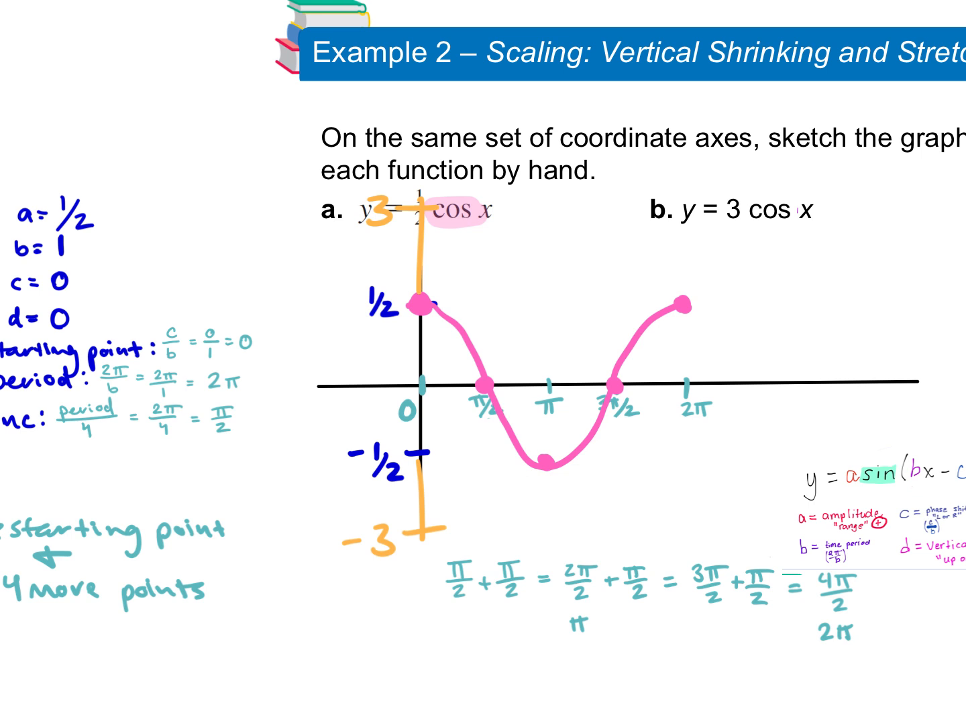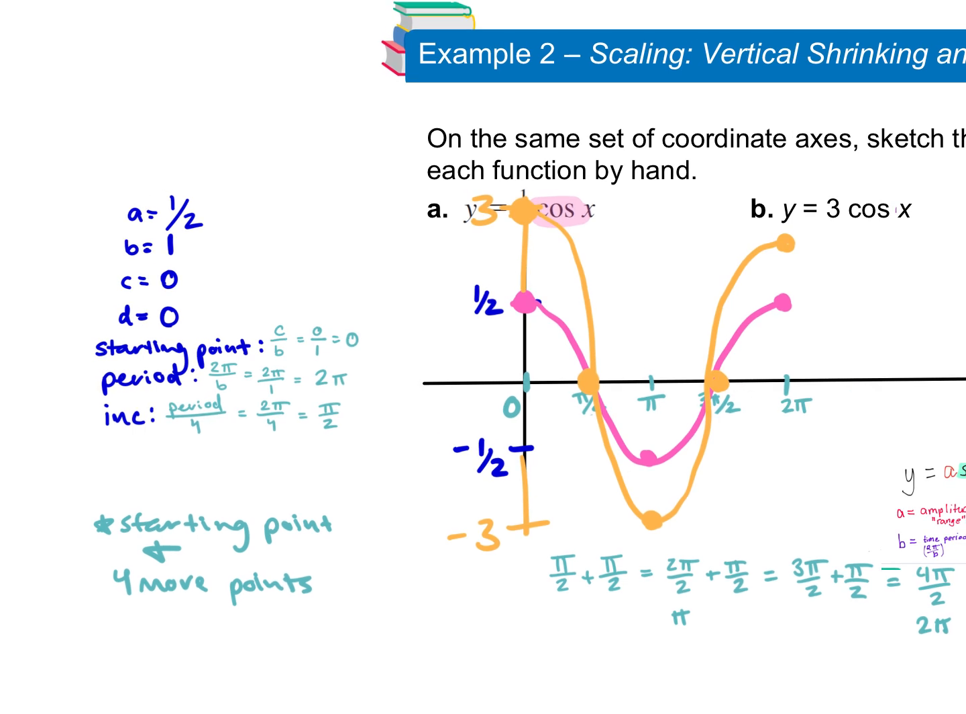So for our cosine graph for this one, we're going to start at the amplitude, go back to 0, then to our negative amplitude, go back to 0, and then up to our amplitude. So this one's going to look like this. The only thing that changes between A and B was the amplitude, which is just going to be how high and how low your graph goes.